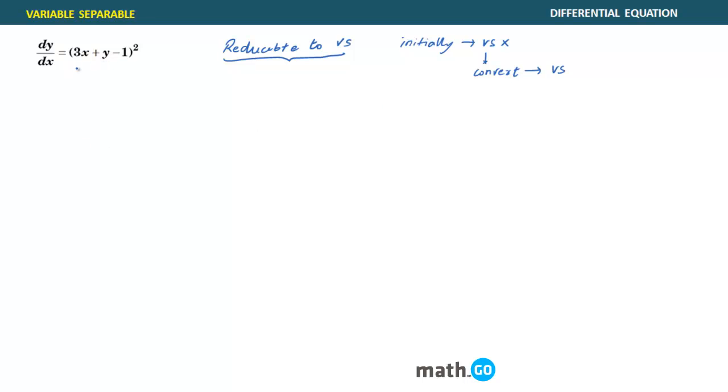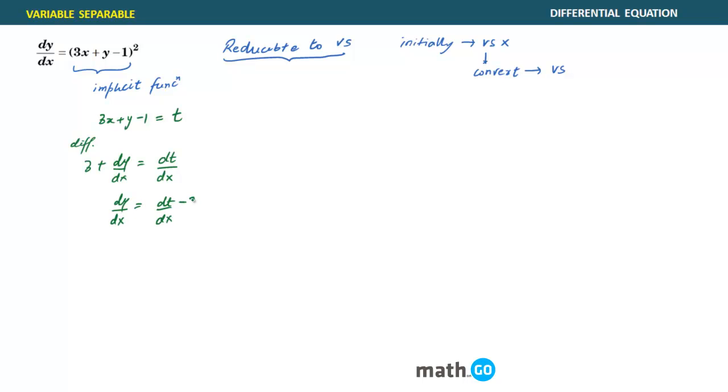Let's see how. In this problem you can see that this function is an implicit function. What do you mean by implicit? That x and y cannot be separated. How you will solve this problem is that I'll take this complete entity as t. If I take this complete entity as t, now differentiate, because we need to find the value of dy by dx also. So if I differentiate, this will be 3 plus dy by dx is equal to, differentiating with respect to x, dt by dx. So from here you can say that dy by dx is nothing but dt by dx minus 3.